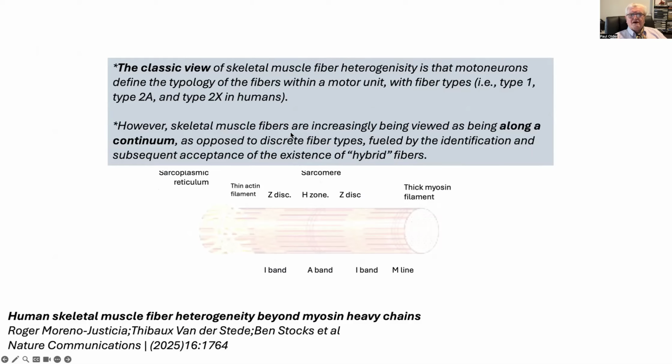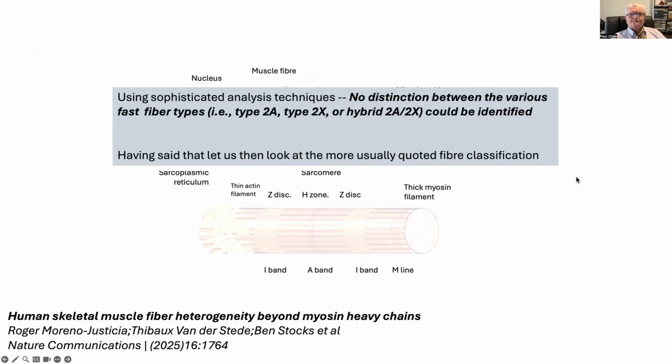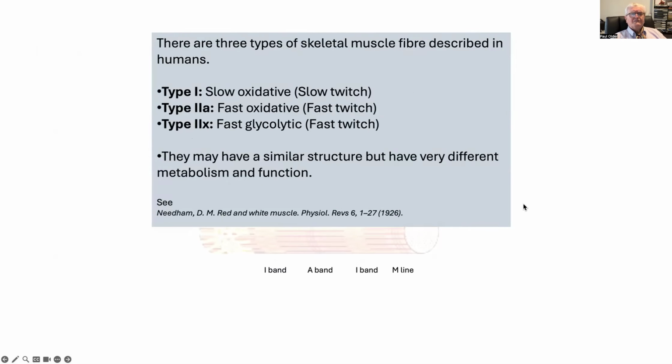However, skeletal muscle fibers are increasingly being viewed as not being discrete, but along a continuum, fueled by identification and acceptance of the existence of hybrid fibers. So, in this article, using extensive, high-powered analysis techniques, they cannot distinguish between type 2A, type 2X, or the hybrid 2A/2X fibers. Having said that, let's look at the more usually quoted fiber classification.